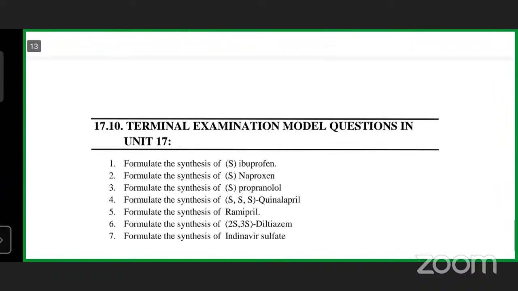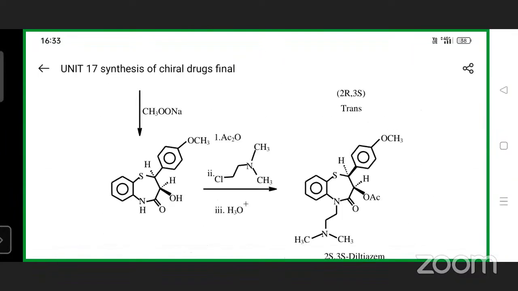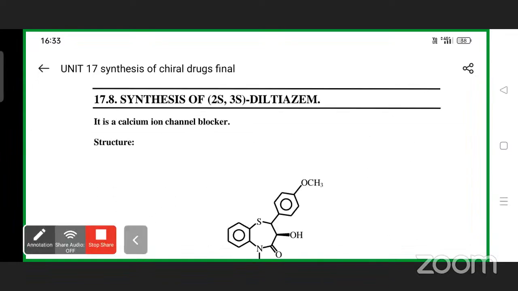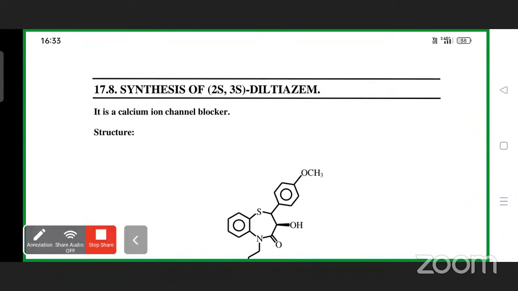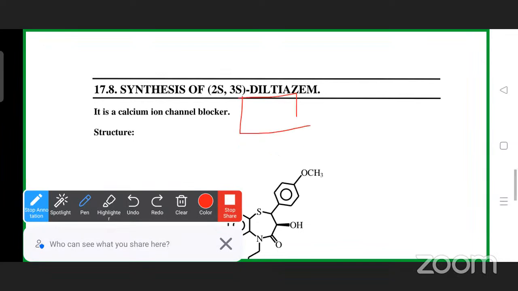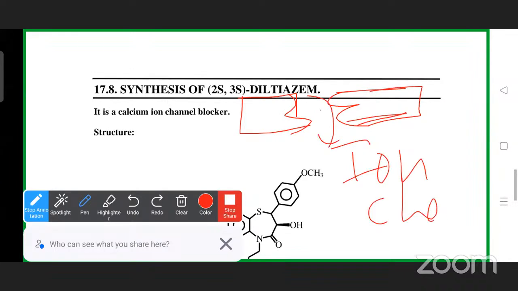So diltiazem is a calcium ion channel blocker here, right? Generally, ion channels are like this arrangement, right? So this is the ion channel here. It allows some ions like calcium, for example. Here the calcium, and after influx of the calcium, it will be closed. So like gated, right? The gated ion channels here.